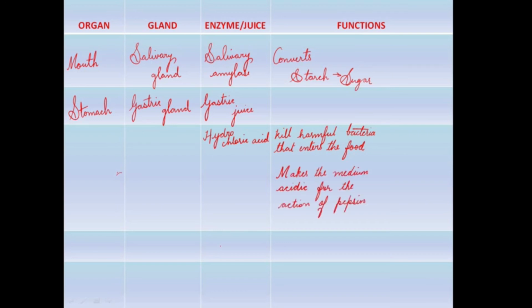The next enzyme is pepsin. The function of pepsin is that it digests the proteins which are present. Mucus protects the inner lining of the stomach from the corrosive action of HCl acid.